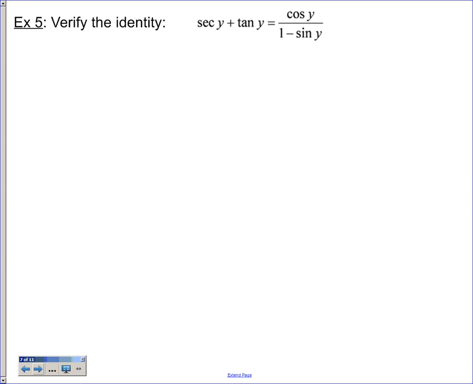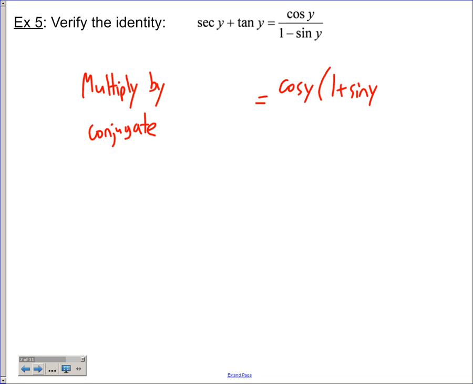All right, our next example. We're going to verify the identity. And in this case, I look to the right-hand side, which looks a little bit messier. We have fractions, and we also have subtraction in the denominator. So what we want to do is let's multiply by the conjugate on the right-hand side. So if we have 1 minus sine of y, we're going to be multiplying the right-hand side by 1 plus sine of y on top and the bottom.